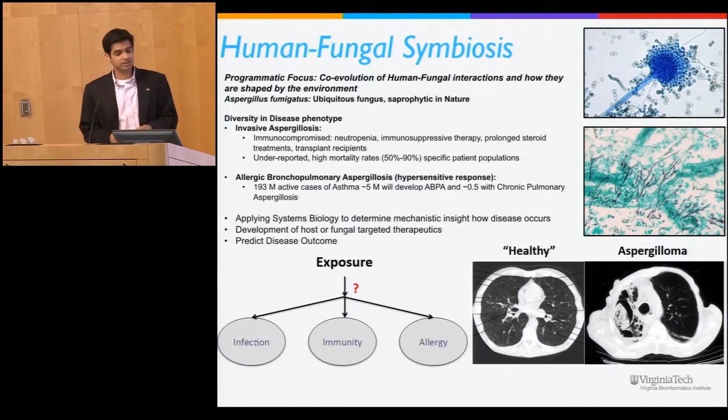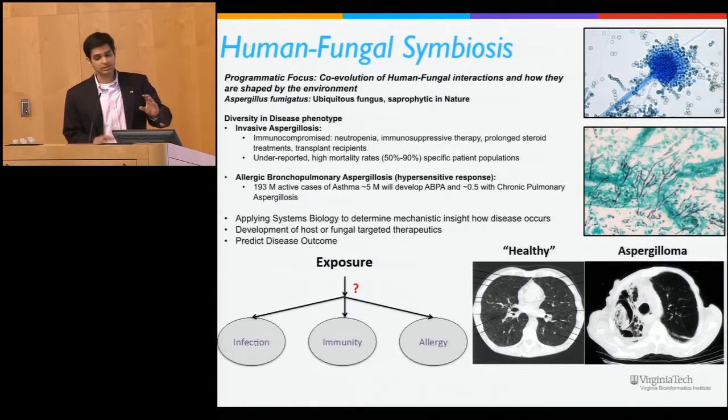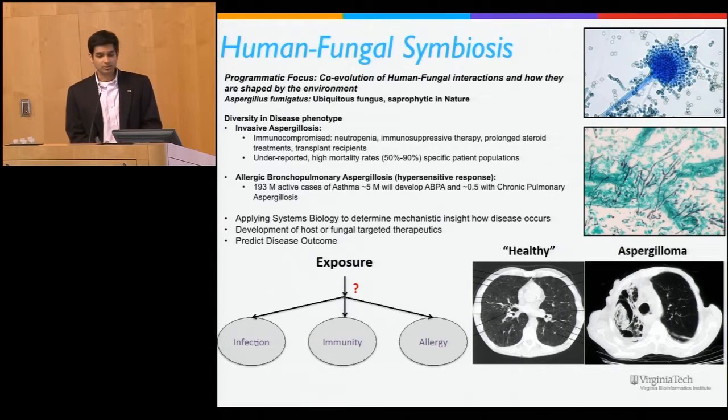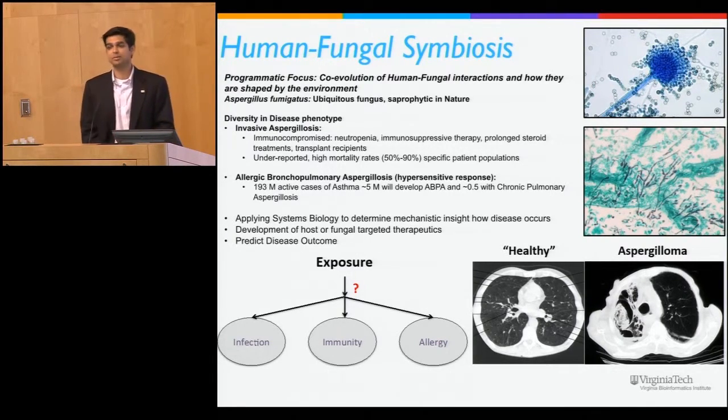We're specifically interested in the mechanistic understanding of these different forms of immune suppression and how they lead to disease. As you can see, the different disease phenotypes are associated with very high mortality rates, in some cases up to 90% in certain subset clinical populations. Now, what's even more interesting in my eyes is that this same fungus, in a completely same host, but under different environmental constraints, you can have this hypersensitive response occurring.